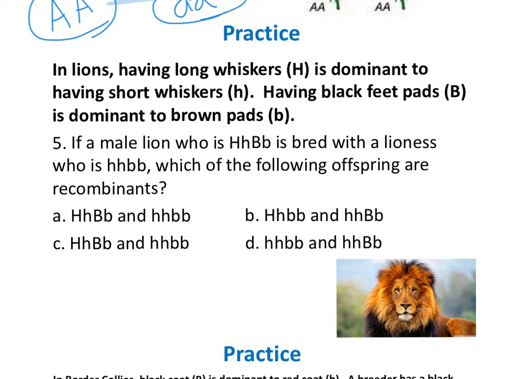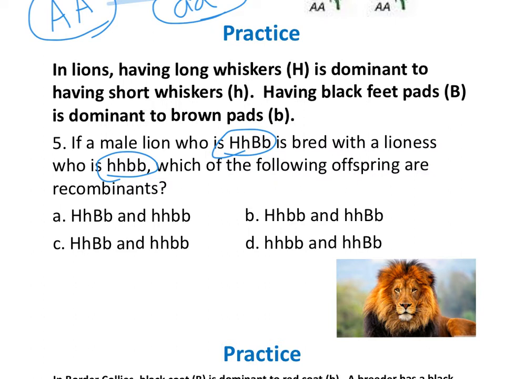In lions, having long whiskers is dominant to short, black feet is dominant to brown. Here I've got a male, he's heterozygous for both, and I've got a female who's homozygous recessive for both. I am looking for offspring that are recombinants. So I am looking for offspring that are different than the parents.